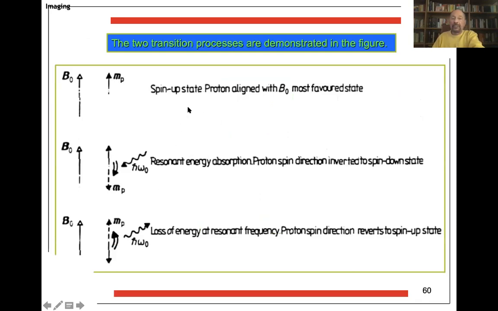So the transition process is shown here. You have a spin-up state. Now you have a resonant absorption, and the proton spin is inverted. And then the other way around, with the loss of energy, you will have the emission of a photon from this state to this state. You can go back to the high energy state, emitting this photon to the lowest energy.